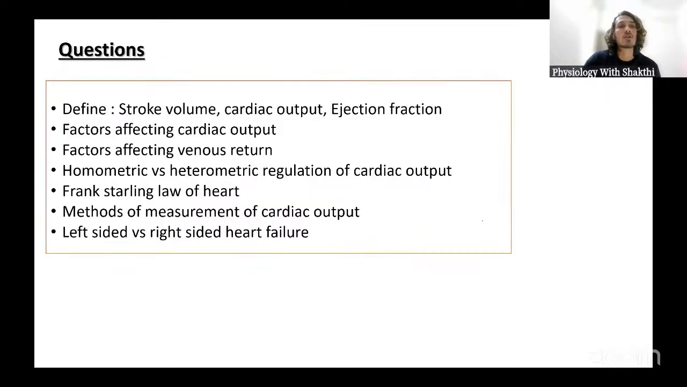Okay. Now, next set of questions. Define stroke volume, cardiac output, ejection fraction. What are the factors affecting cardiac output? Factors affecting venous return. Homeometric versus heterometric regulation. What is Frank-Starling's law of the heart? Then methods of measurement of cardiac output, and what is the difference between left-sided and right-sided heart failure? So this is essentially talking about your cardiac output.